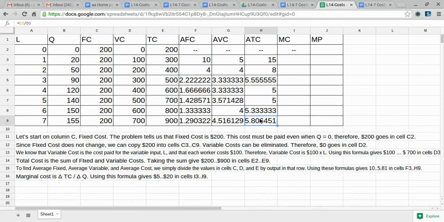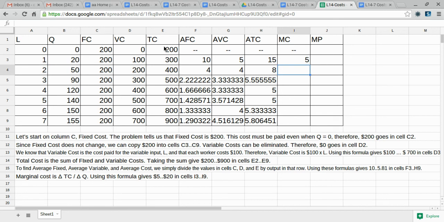Marginal cost is the change in total cost divided by the change in Q. So I'm going to write a formula. It's going to be the change in total cost, 300 minus total cost 200, divided by the change in Q. Q is 20 minus Q equals 0.